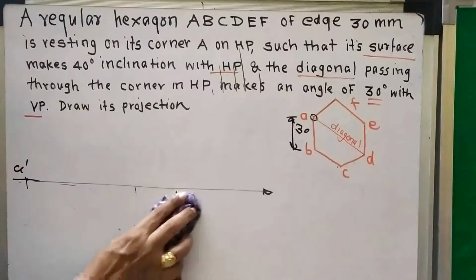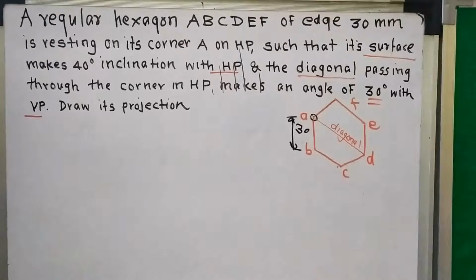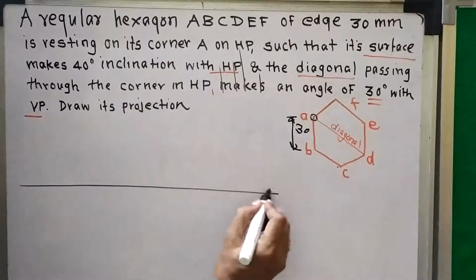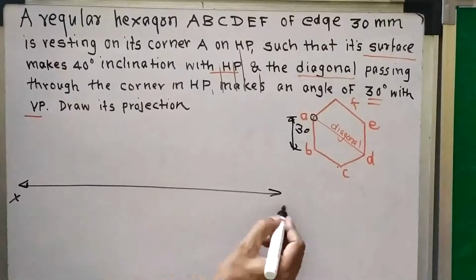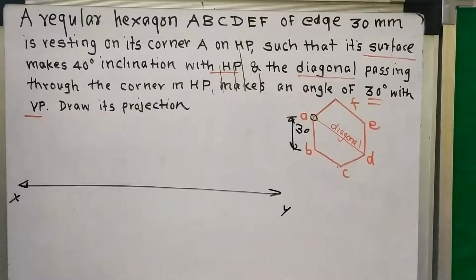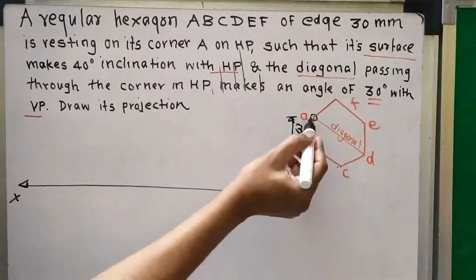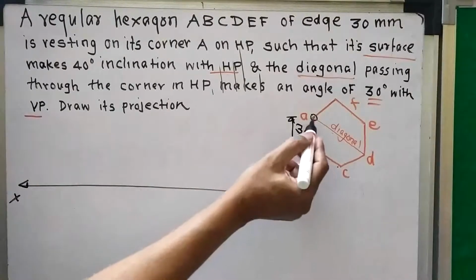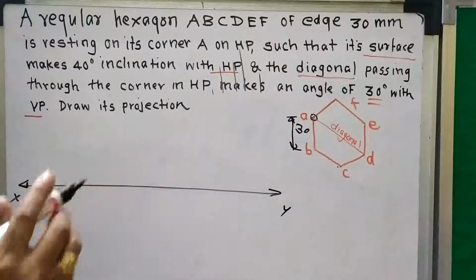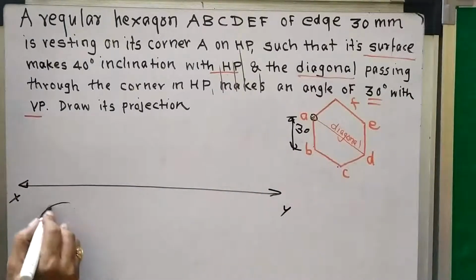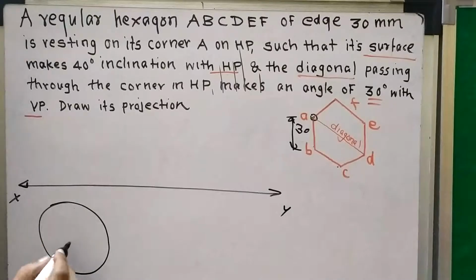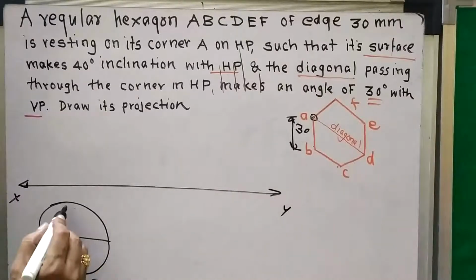There is a circle method to draw the hexagon. So I have taken the XY line. So how is the circle method? Draw a circle of radius equal to the side of the hexagon, or edge of the hexagon. Here in this problem it is 30. So take radius equal to 30 and draw the circle. So this is the circle having radius equal to 30, right? Then this is the center. From this center, draw one horizontal line and draw a vertical diameter.